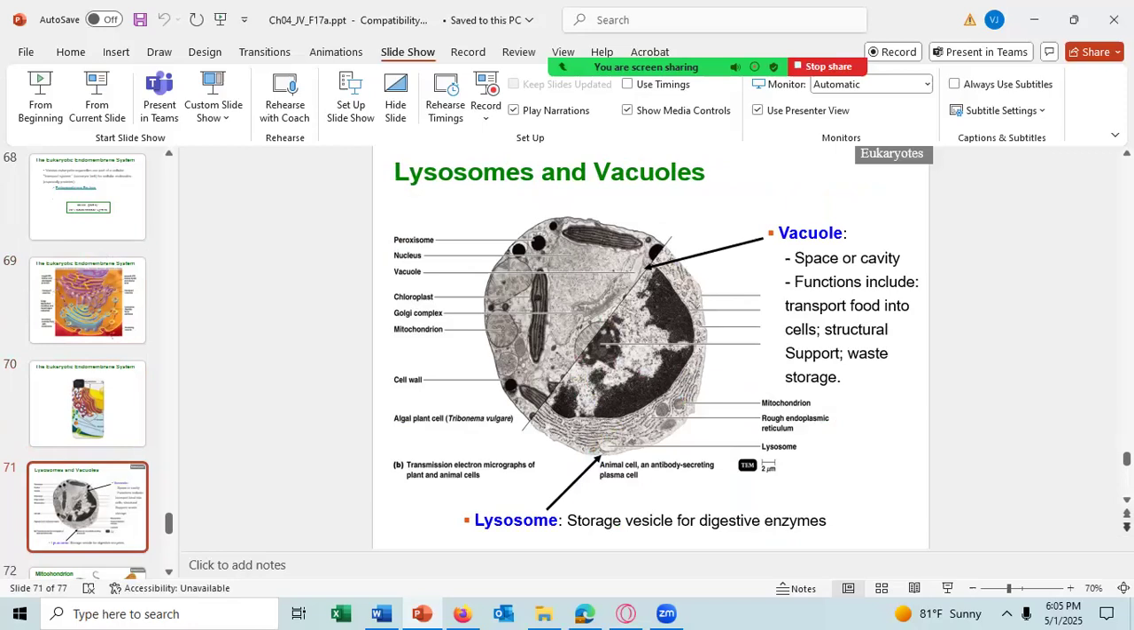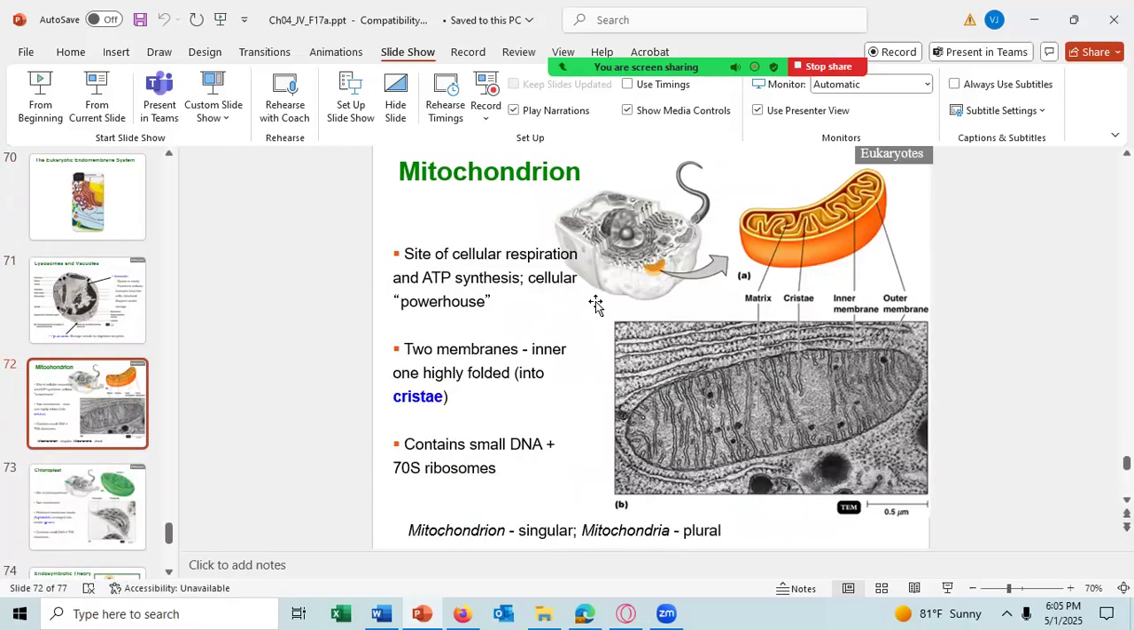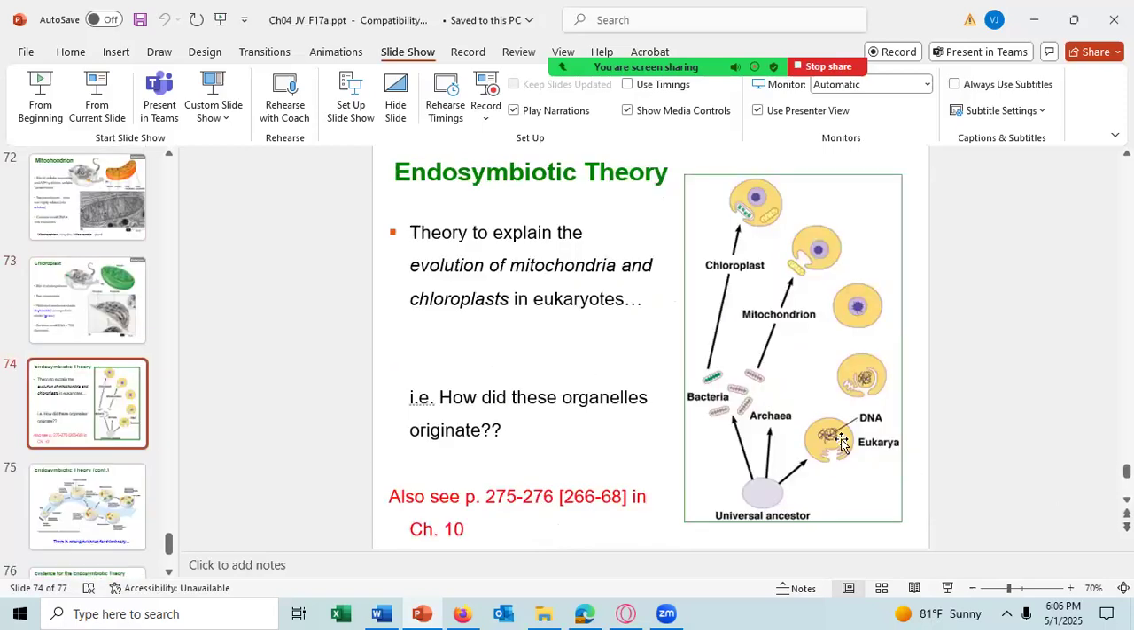All right, let's move on to the last one, and that is the mitochondria and the chloroplast differ because they have two membranes around the organelle, and they also have DNA inside the organelle and ribosomes inside the organelle. The endosymbiotic theory is a theory to explain the evolution of chloroplasts in eukaryote cells. How did these organelles originate, and why do they have ribosomes and DNA inside them? Why do they have two cell membranes also?